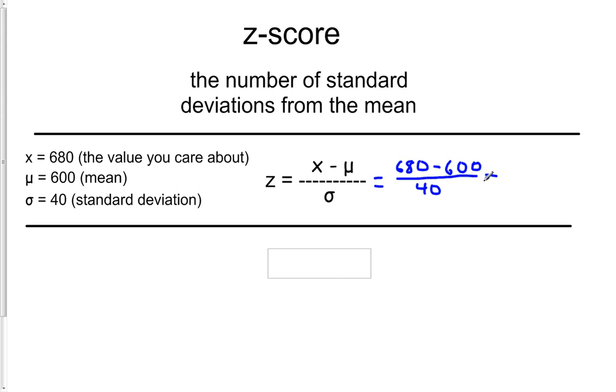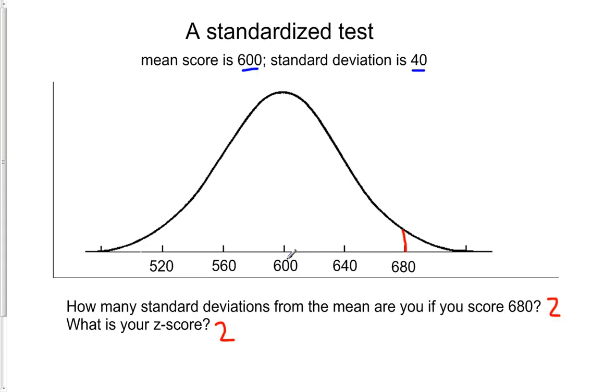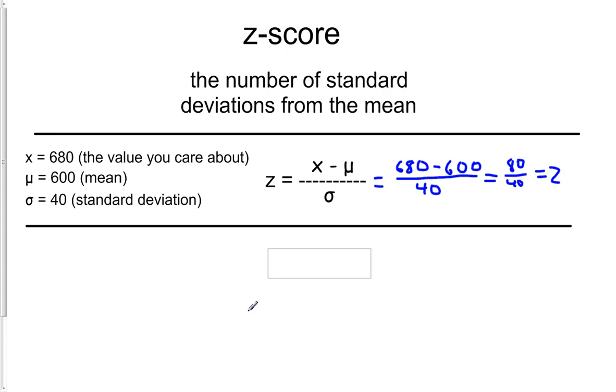So if we do our numerator first, we're going to get 80 on top. We're going to have our standard deviation of 40 on the bottom. And 80 divided by 40 is 2, just like what we got when we did it on the graph here. So our z-score is 2. And that makes sense because our number is greater than the mean, and it's 2 standard deviations greater than the mean.